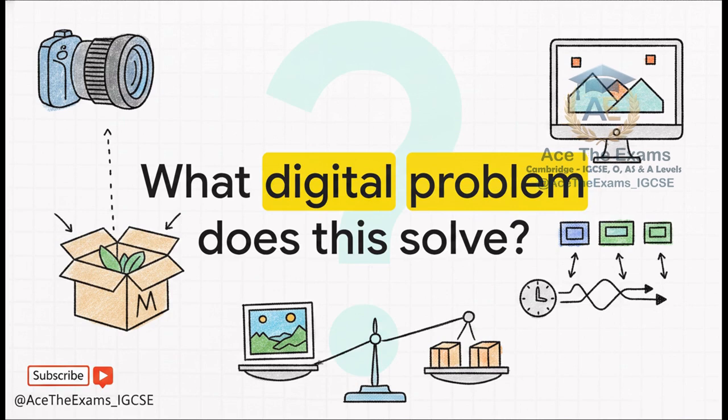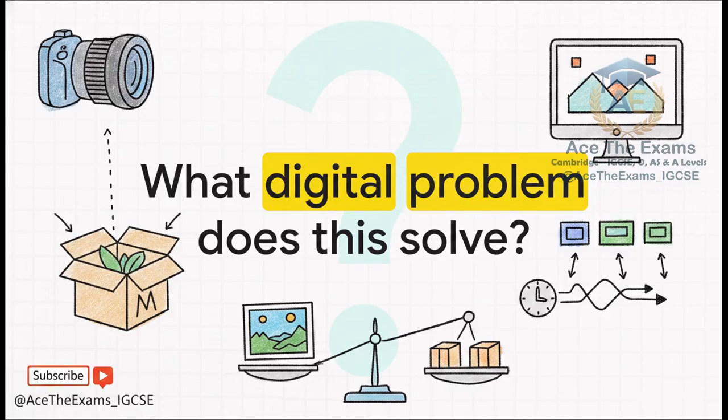I want you to think about it logically for a second. Why did computer scientists even invent the concepts of image resolution and color depth in the first place? They didn't do it just to torture you in an exam. They did it to solve real-world digital problems.